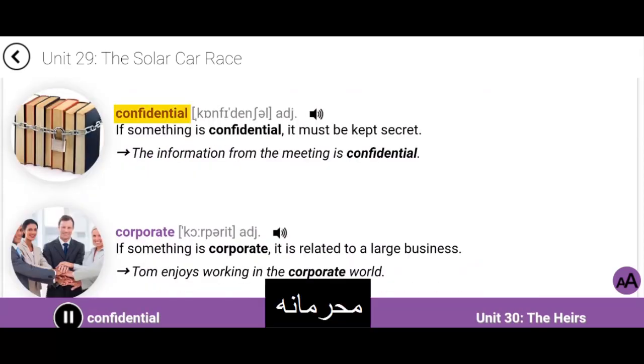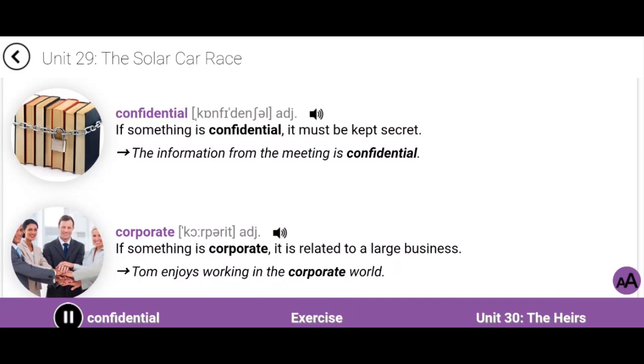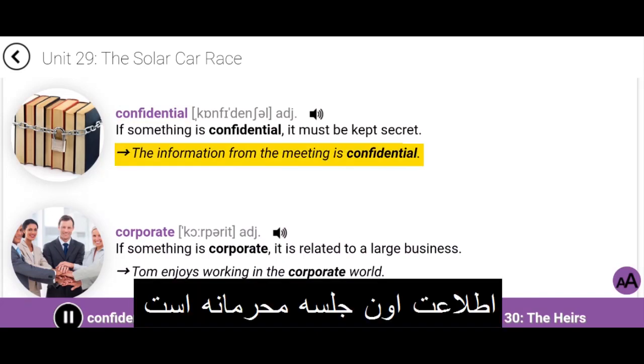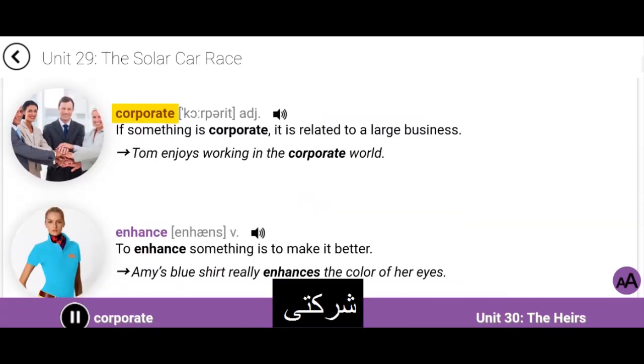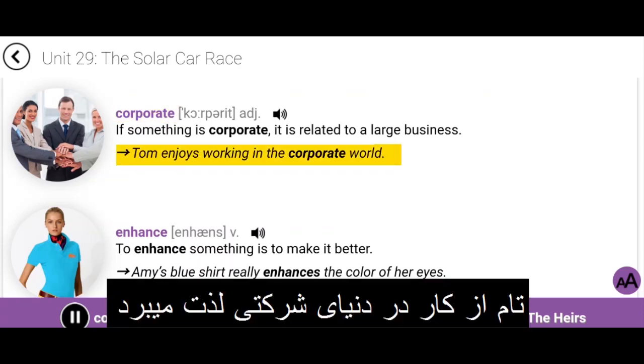Confidential. If something is confidential, it must be kept secret. The information from the meeting is confidential. Corporate. If something is corporate, it is related to a large business. Tom enjoys working in the corporate world.